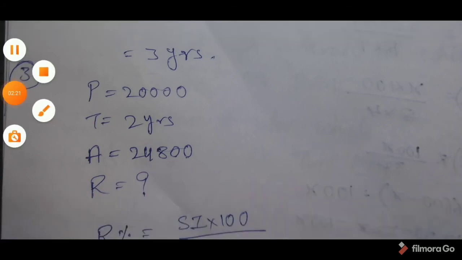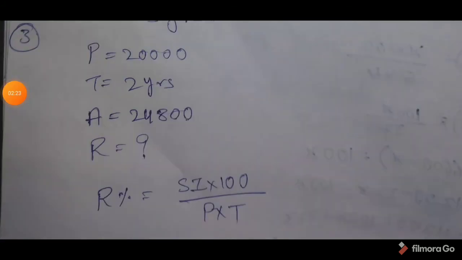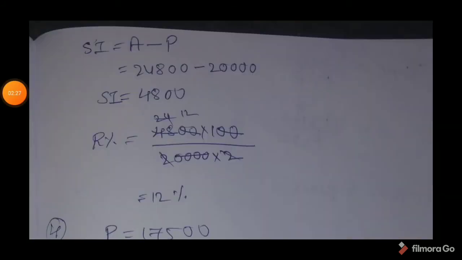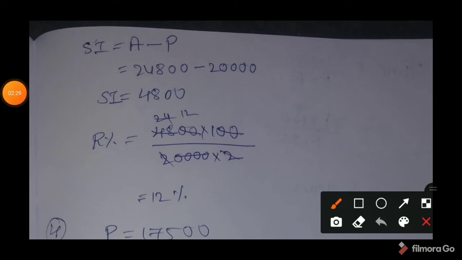So we know that rate of interest equal to SI into 100 by P into T. So from this, SI equal to amount minus principal, 24,800 minus 20,000. So that is interest 4,800. So rate of interest is 4,800 into 100 by 20,000 into 2. So by simplifying all this we are going to get 12%.